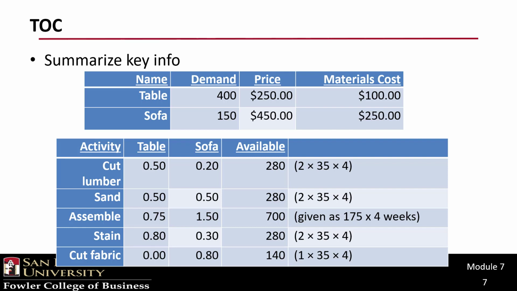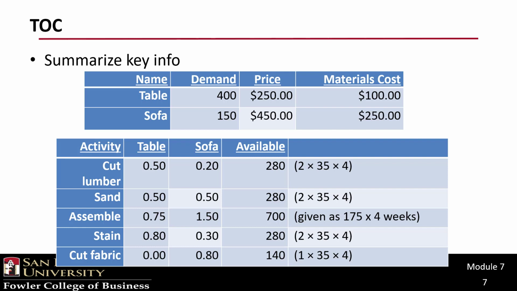And the amount of available time is, recall I had 2 employees. They work 35 hours a week, 4 weeks a month. So that's 280 hours available for that task. Sanding took a half an hour for both the table and the sofa. Again, I have the same availability. I had 2 employees, 35 hours a week for 4 weeks.